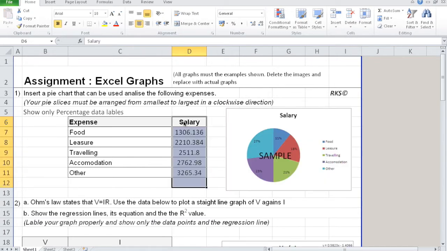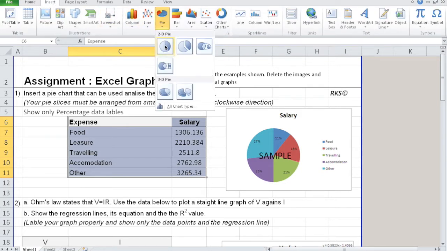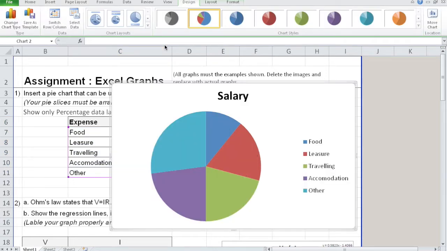If you don't have it like that, it can still be done, but it will take you ages because then you've got to change the order within settings, which takes unnecessary time. If the label and everything is fine, all you do is insert pie graph, select the pie graph, and within one click, the graph is there. The same thing can be obtained.